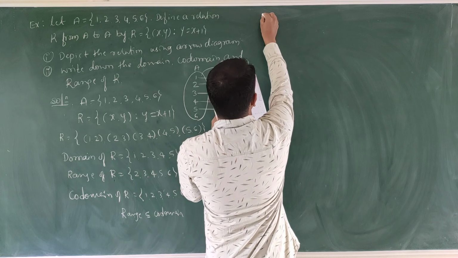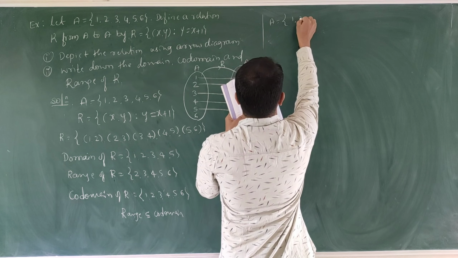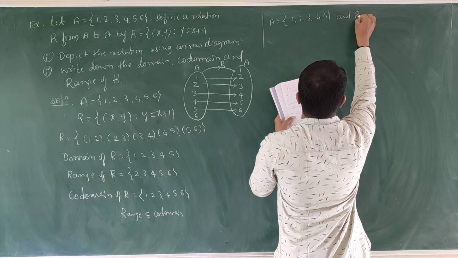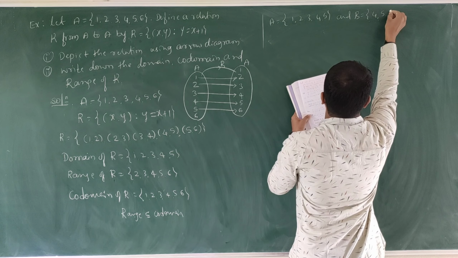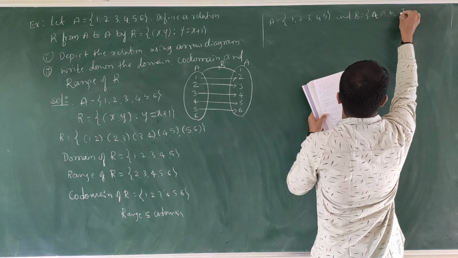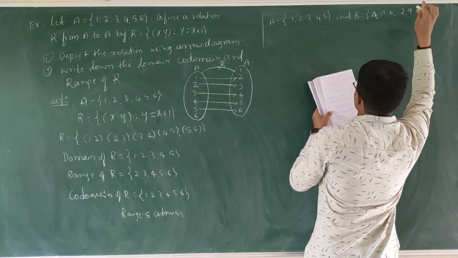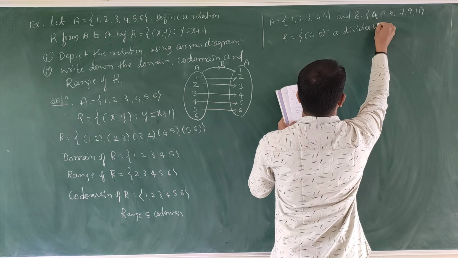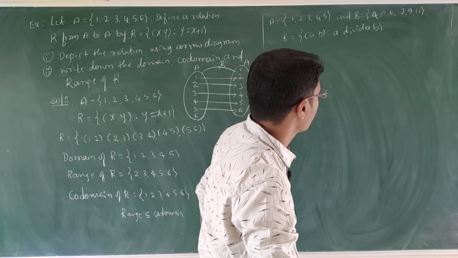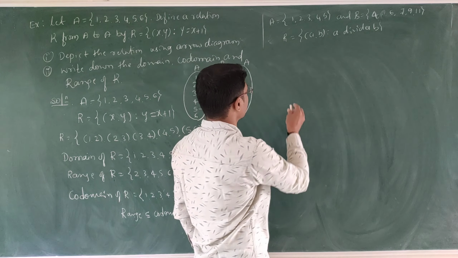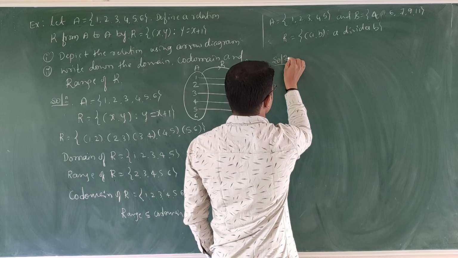Example 2. A is equal to {1, 2, 3, 4, 5} and B is equal to {4, 6, 7, 9, 11}. The relation is (a, b) such that a divides b. So for this also I will write the arrow diagram, domain, range and codomain. Okay, so first write the relation.